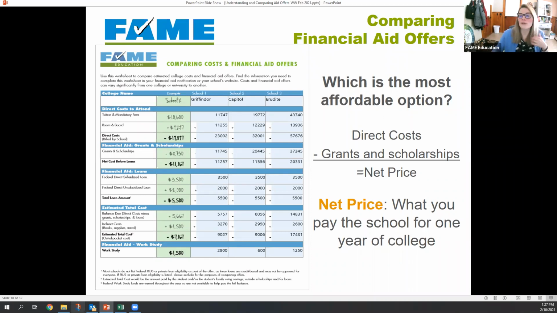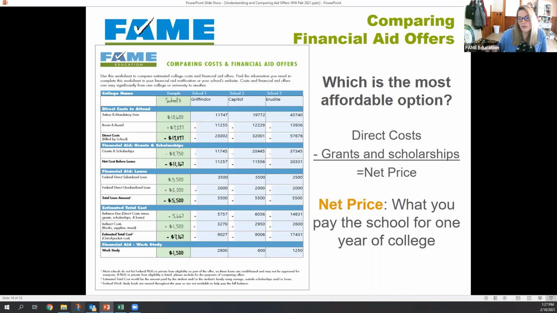And this is where I would include merit. So if you knew you got a merit scholarship, figure all that out. And then you'll have your loans. So you can say, if I borrow these federal direct loans, what's my bottom line now? And then you'll be able to do the balance due.